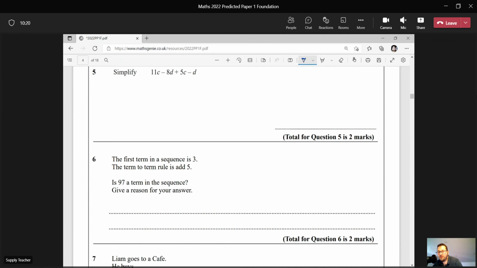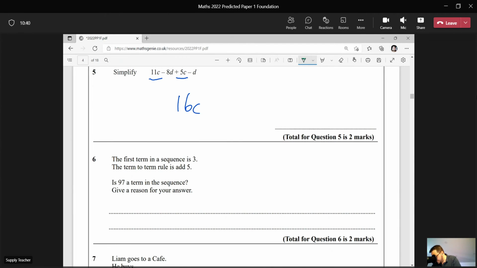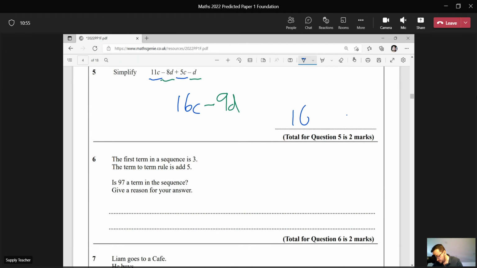Alright, so number 5, simplify 11c minus 8d plus 5c minus d. Well, we just want to collect like terms. So how many c's have we got? Well, we've got 11 there and 5 there. So altogether we've got 16c. And I'll just change my colour. And then for d, we've got minus 8 and we've got minus, well, that's 1d, isn't it? So if you take away 8 and then you take another one, altogether you've taken away 9. So that is 16c minus 9d, and I'll just pop it in the answer box.